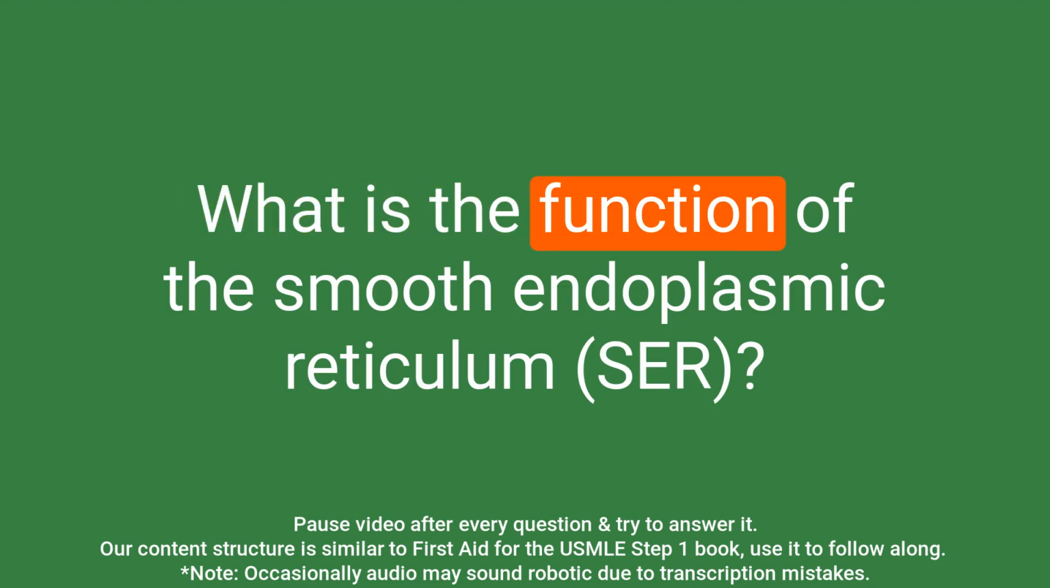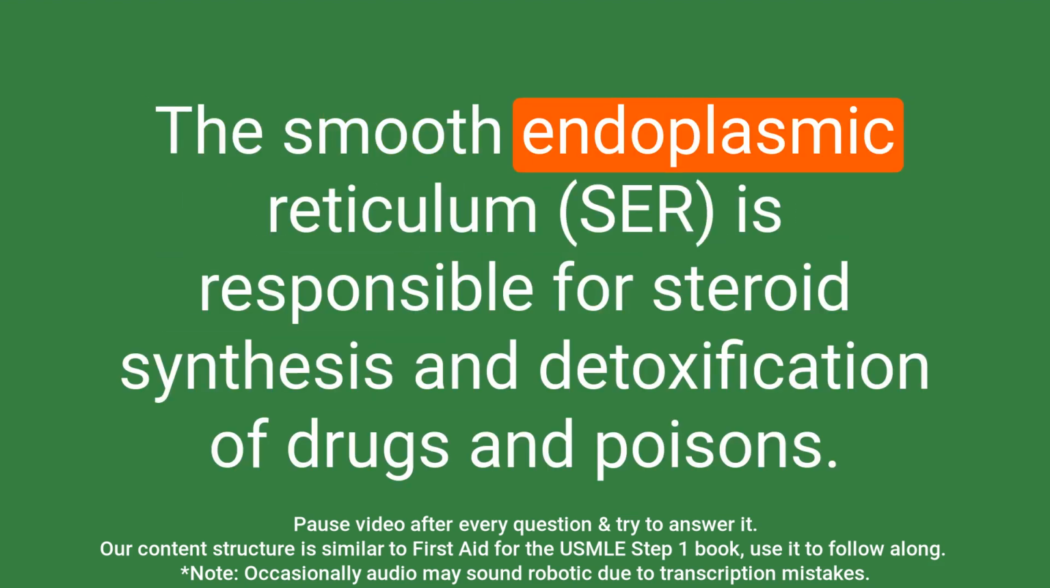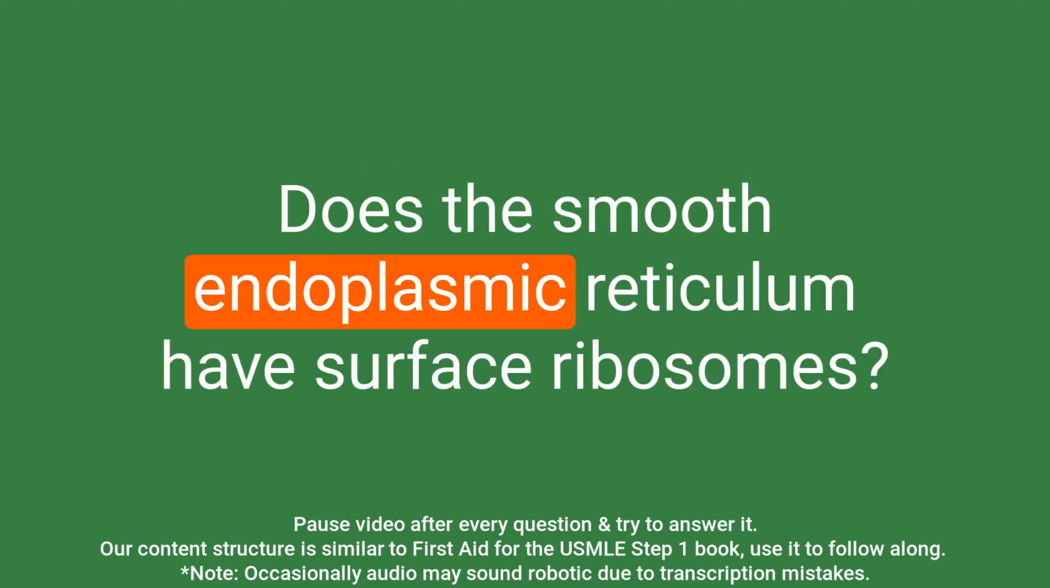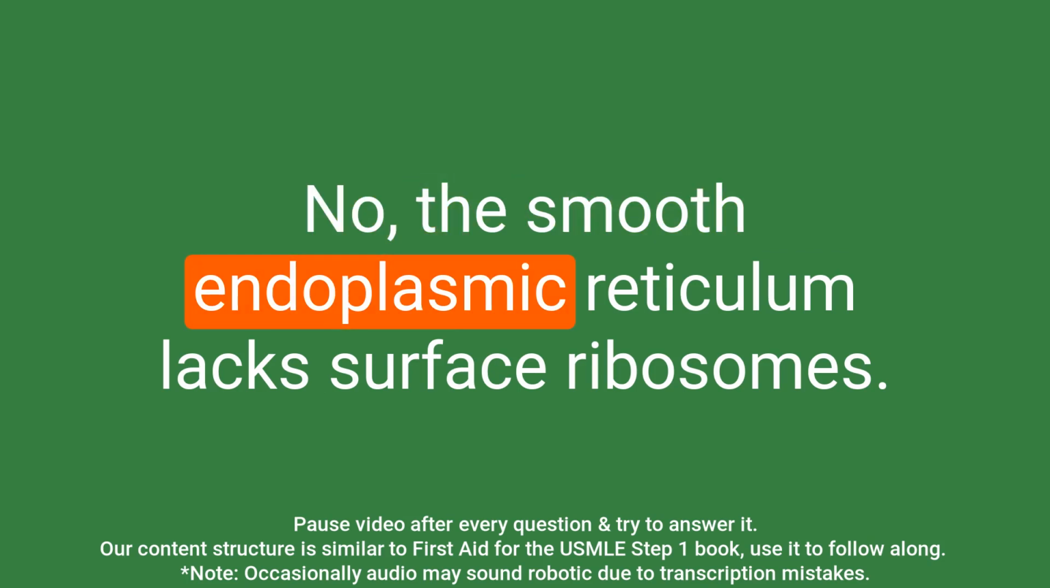Question: What is the function of the smooth endoplasmic reticulum? Answer: The smooth endoplasmic reticulum is responsible for steroid synthesis and detoxification of drugs and poisons. Question: Does the smooth endoplasmic reticulum have surface ribosomes? Answer: No, the smooth endoplasmic reticulum lacks surface ribosomes.